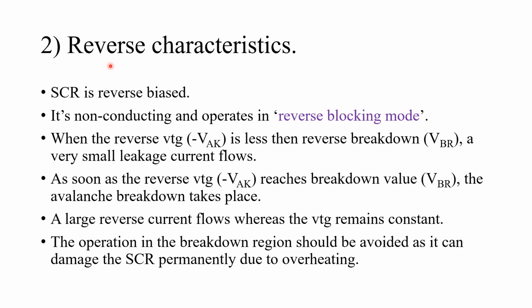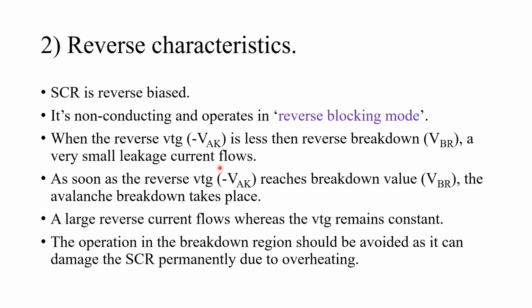So for reverse characteristics, our SCR is reverse biased, that is anode is negative with respect to cathode. It is in non-conducting mode and operates in reverse blocking mode. Unlike forward characteristics, our reverse characteristic has only one mode, and that is reverse blocking mode. So when the reverse voltage, that is minus VAK, the negative anode to cathode voltage, is less than reverse breakdown voltage, that is minus VAK is less than VBR, a very small leakage current flows.